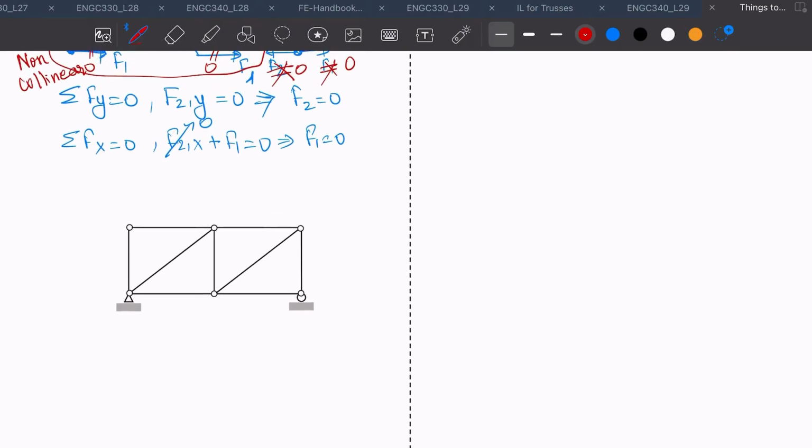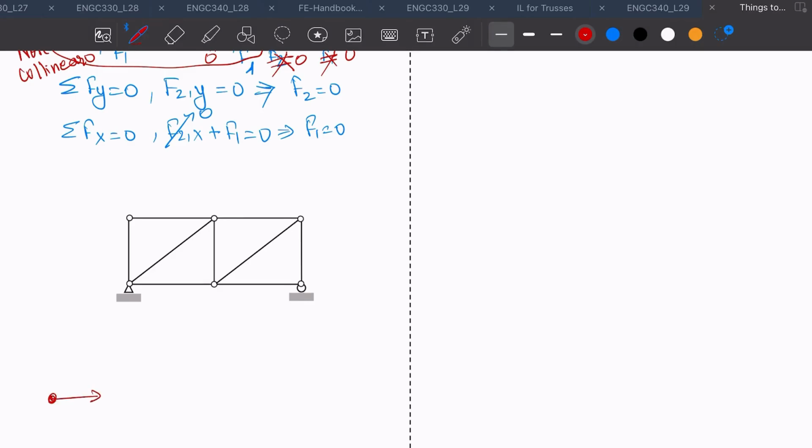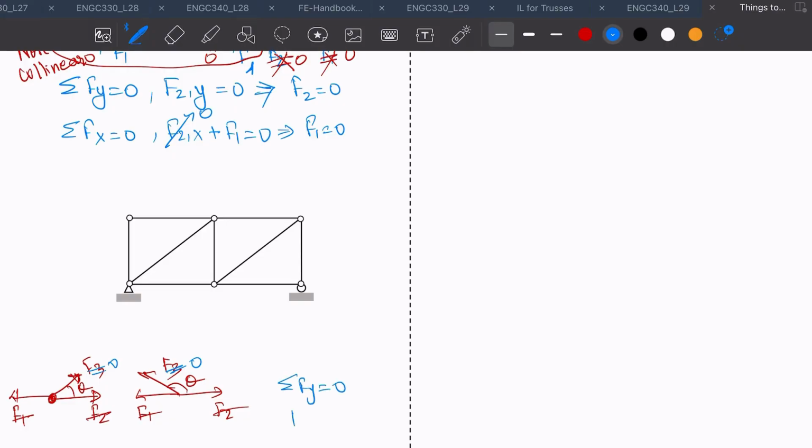And then the second statement is, at a joint, if you have three member forces, two are collinear and the other one is non-collinear, irrespective of what the angle looks like. For example, you have here F3, this is F1, F2. If these two are collinear, and one is non-collinear, which means that if this is your theta, then F3 will be equal to 0. Why? Because if I take Fy equal to 0, then I'll have F3y equal to 0, so you have F3 is equal to 0.